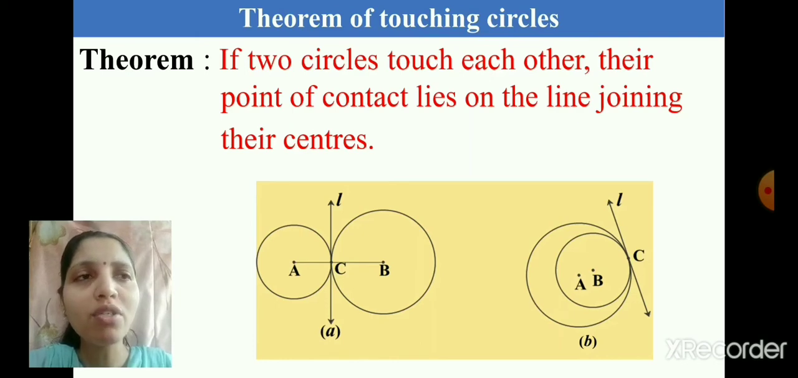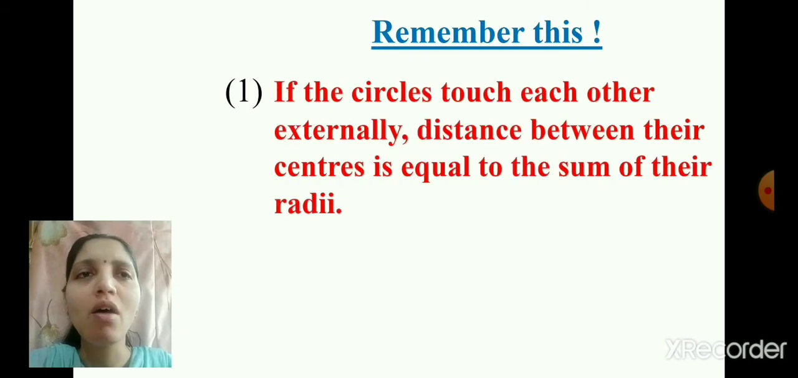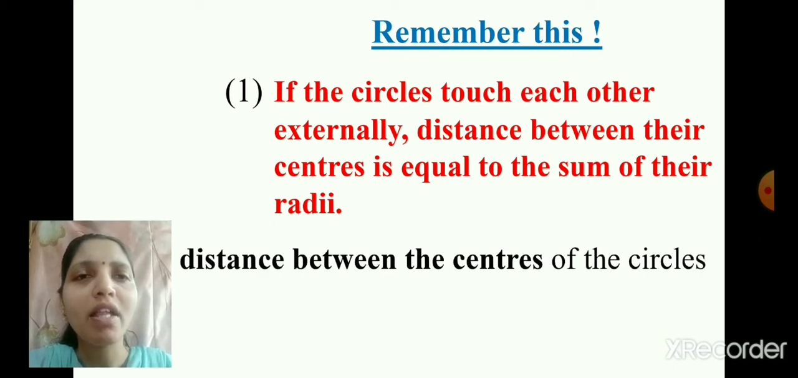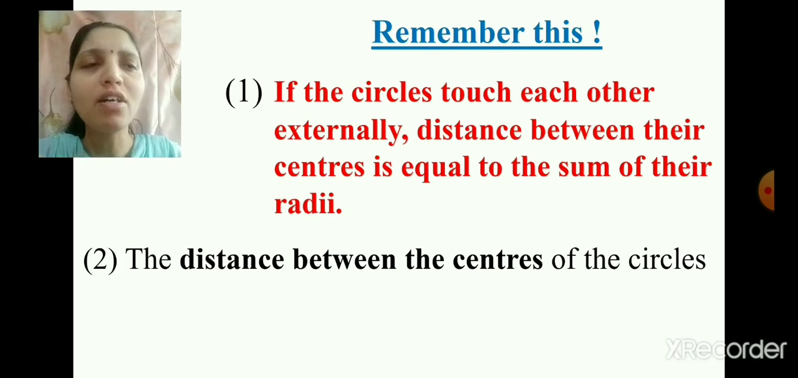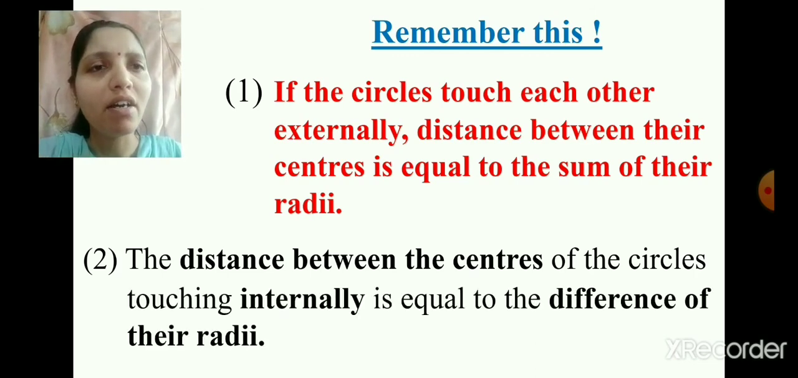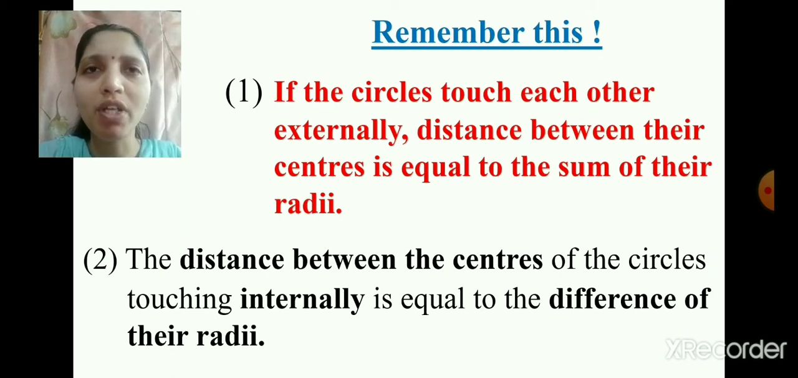We have also seen some important points that you have to remember. First point, if the circles touch each other externally, the distance between their centers is equal to the sum of their radii. The distance between the centers of circles touching internally is equal to the difference of their radii. So these are the two important points you should remember: how to find the distance between the centers if the circles are externally touching and if they are internally touching.